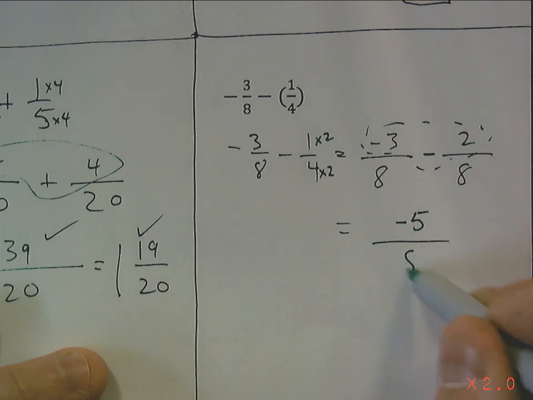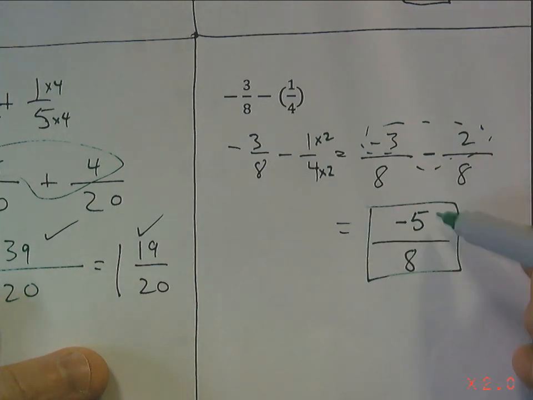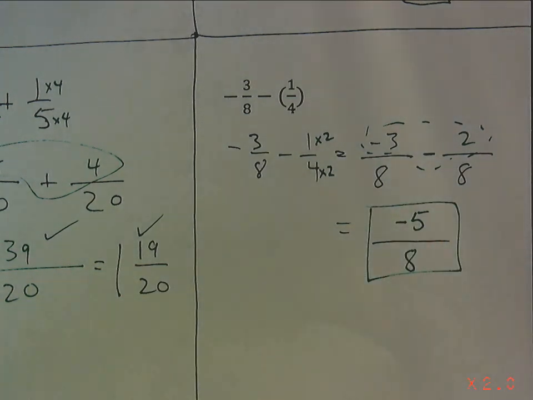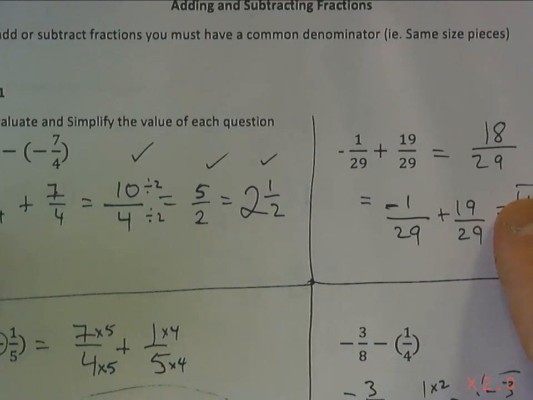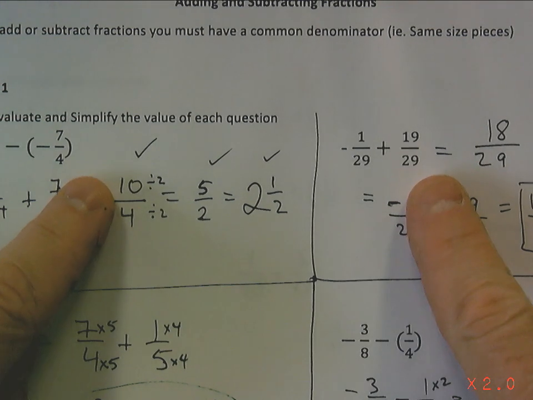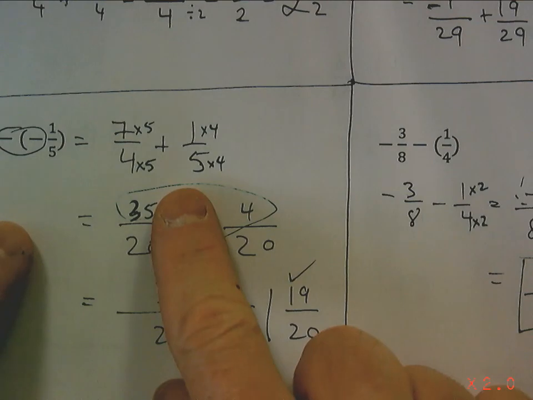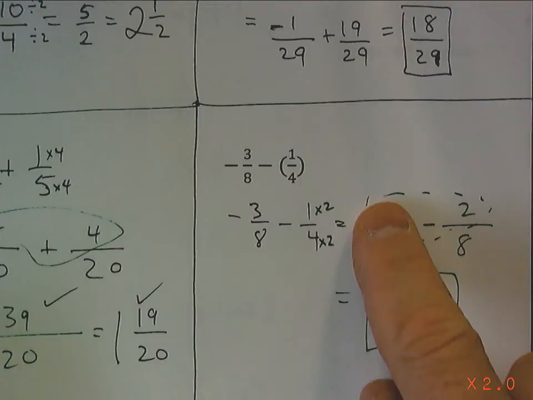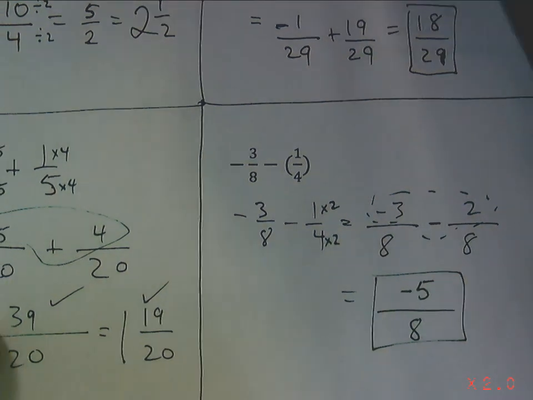-5 over 8. Done. It's not in improper form, so I'm done, and nothing goes into 5 and 8. So that's kind of a recap. Well, this didn't happen in any of the homework last day. You weren't lucky enough to have the same denominators. Here, non-Bentley rule, Bentley rule, review. So that's kind of review of last day.